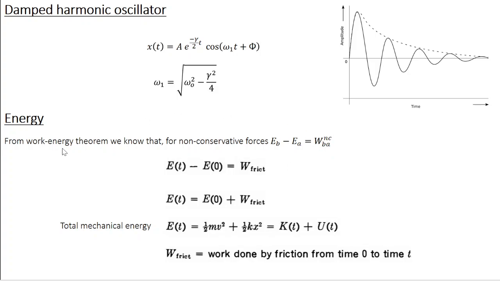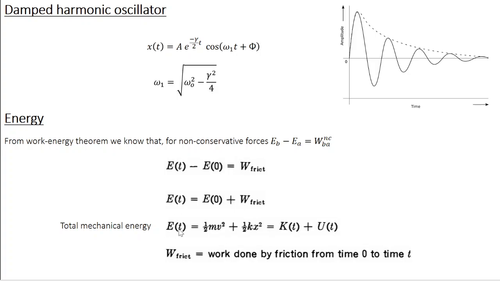So let's write down the work energy theorem for a damped harmonic oscillator. Imagine that you have oscillation taking place from time 0 to time t. The initial energy is E of 0, the final energy is E of t, and the non-conservative force here is the frictional force. So I can write the work energy theorem as E of t minus E of 0 equal to W_fric, where W_fric is the work done by the friction force from time 0 to time t. If I rewrite this equation, E of t equals E of 0 plus the work done.